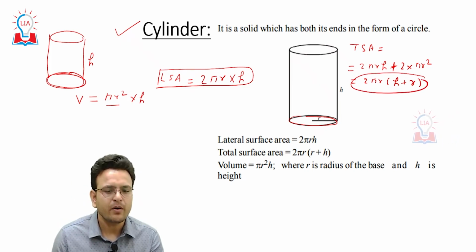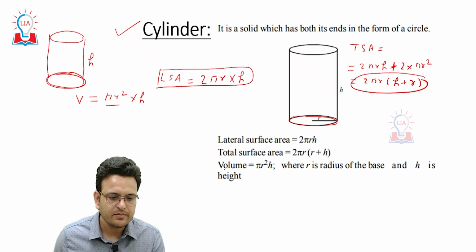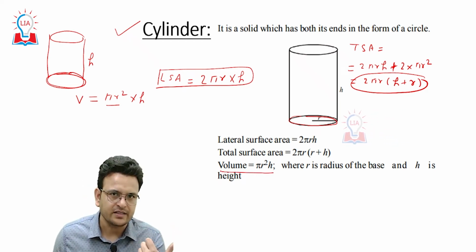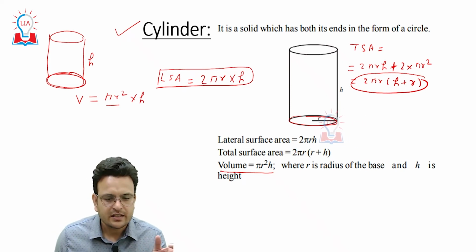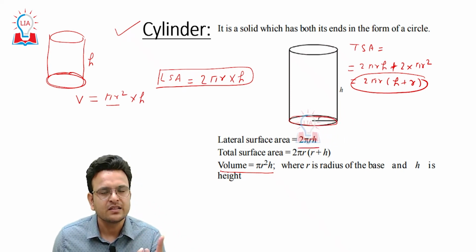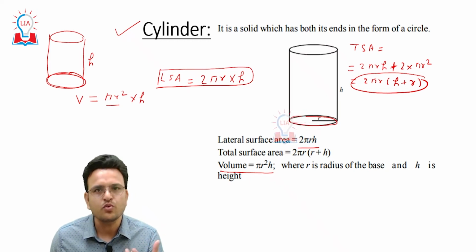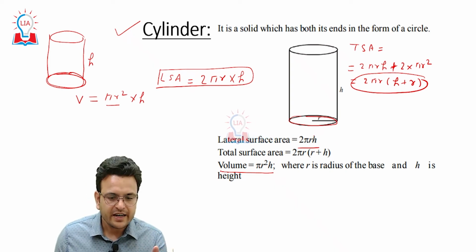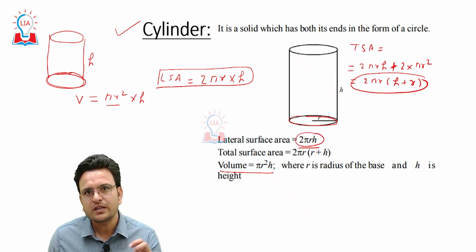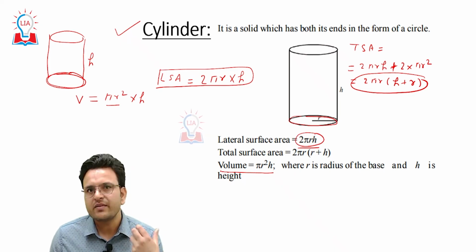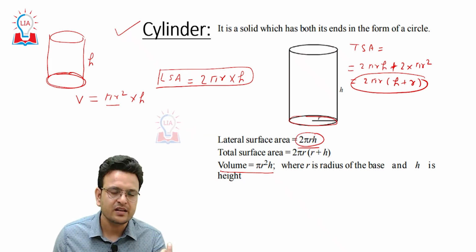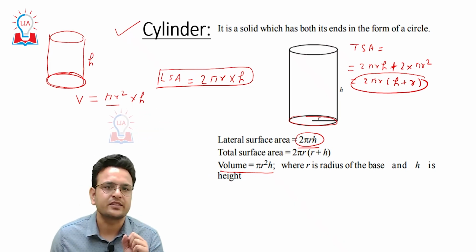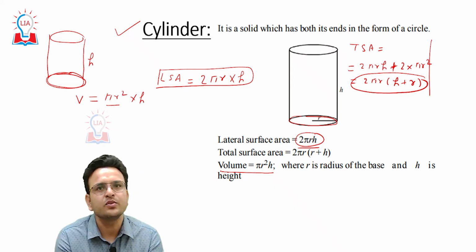So for the cylinder, you have to remember the volume. Volume is the area of the base, pi r square, into height. It becomes pi r square h. Lateral surface area means the circumference of the circle, 2 pi r, into height, 2 pi r h. Total surface area is the lateral surface area plus the area of the top and the base. At the top we have one circle, and at the bottom also one circle. It becomes 2 pi r in bracket r plus h. So these are very, very important concepts you have to remember.